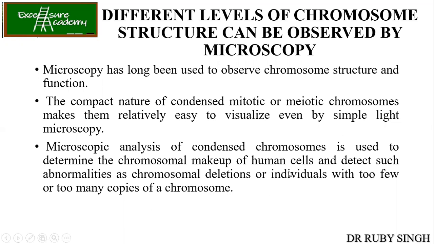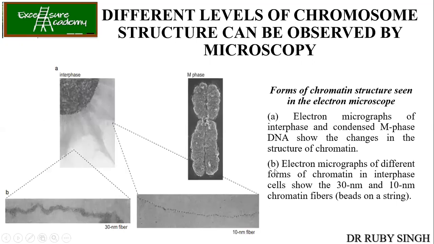It was really easy to determine the chromosomal makeup of human cells, and also to understand if any chromosomal deletions are there or not. Now, if you see over here, this is how the interphase looks. This is your entire DNA. Now you can see the 30 nanometer fiber. This is when the DNA is in the form of solenoid fiber, wrapped with nucleosomes, and present as a very compacted structure.